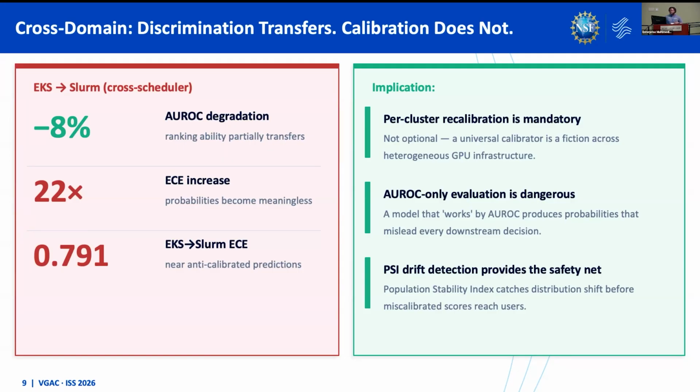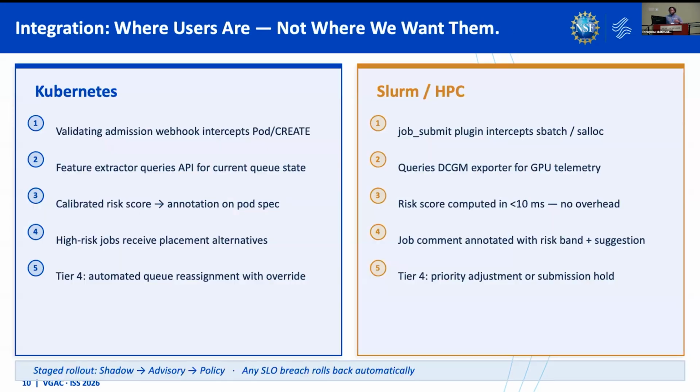So what we did was we started with drift detection, and from the drift detection we also capture the ECE and MCC metrics and push them back into the model, which allows that model to recalibrate on every new cluster or every new environment it's deployed on.